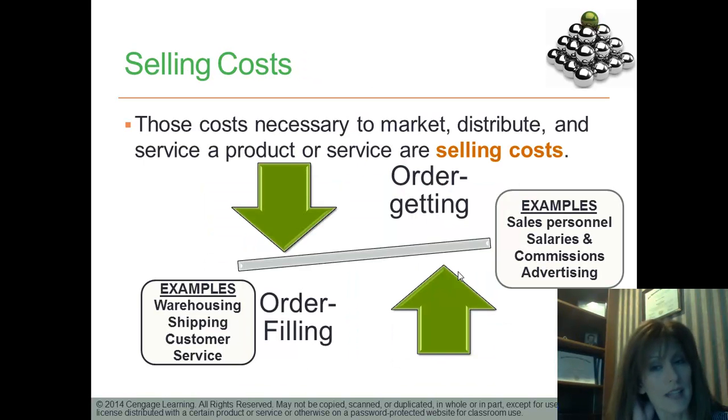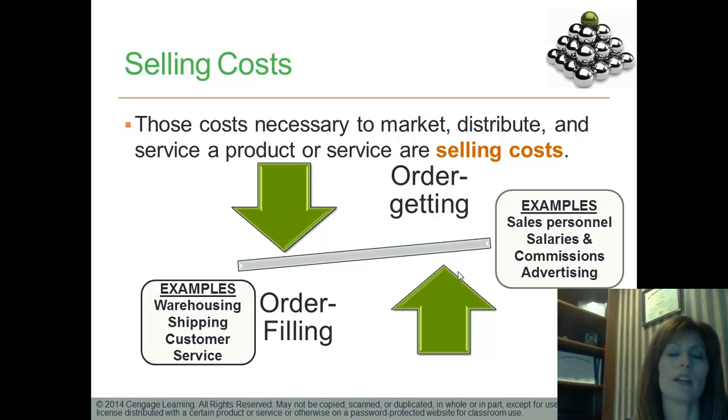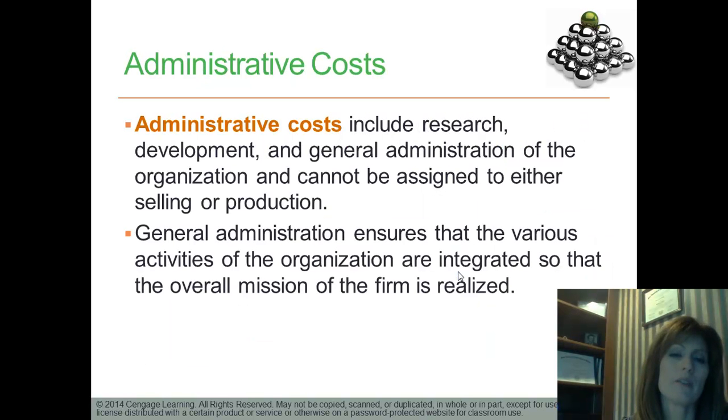We also have selling costs. Selling costs are those things that are necessary to get our products to our customers' hands. So market, distribute, and service a product or service. So we have order getting, order filling, warehousing, shipping, customer service, salespeople, commissions, all that kind of stuff. We also have administrative costs.